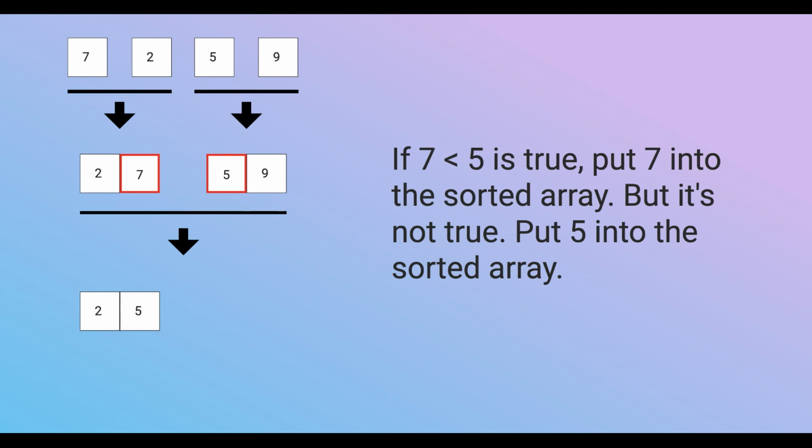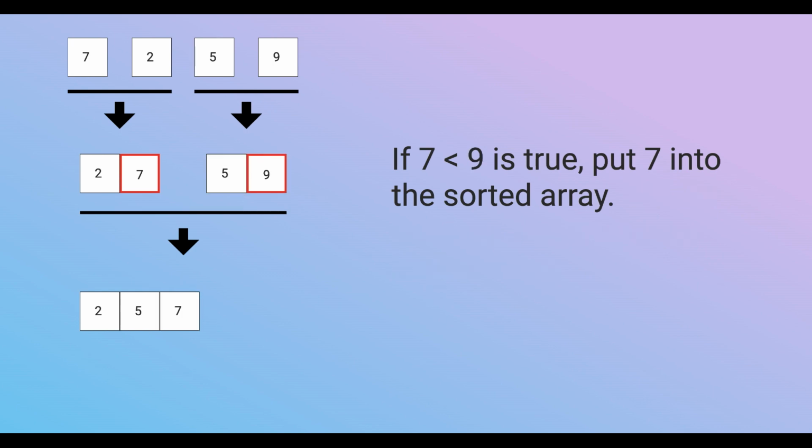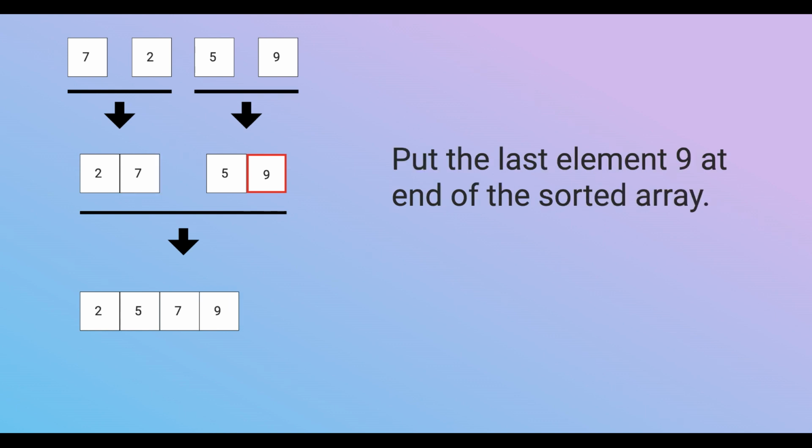Then compare the second element of the first subarray and the second element of the second subarray. If the second element of the first subarray is less than the second element of the second subarray, put it in a new sorted subarray. In our case, 7 is less than 9. We put 7 in a new subarray. The last element is put at the end of the new subarray. Well, that's it. Our array is sorted with the mergesort algorithm.